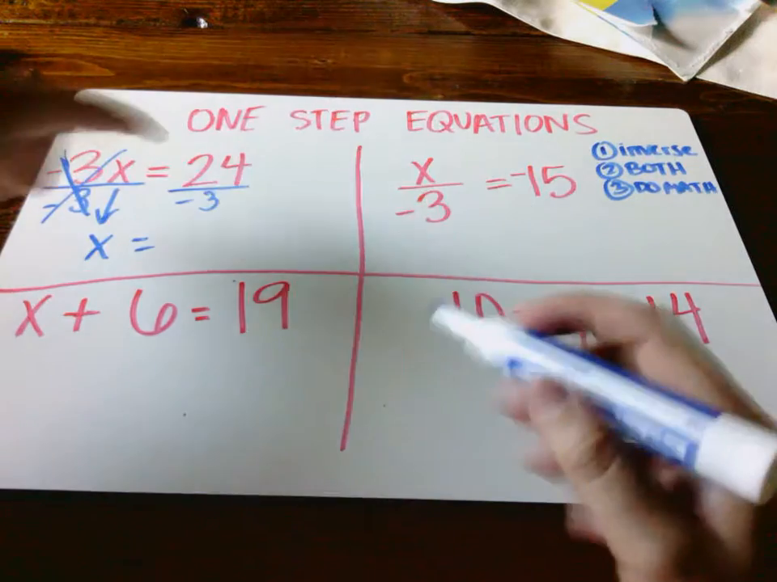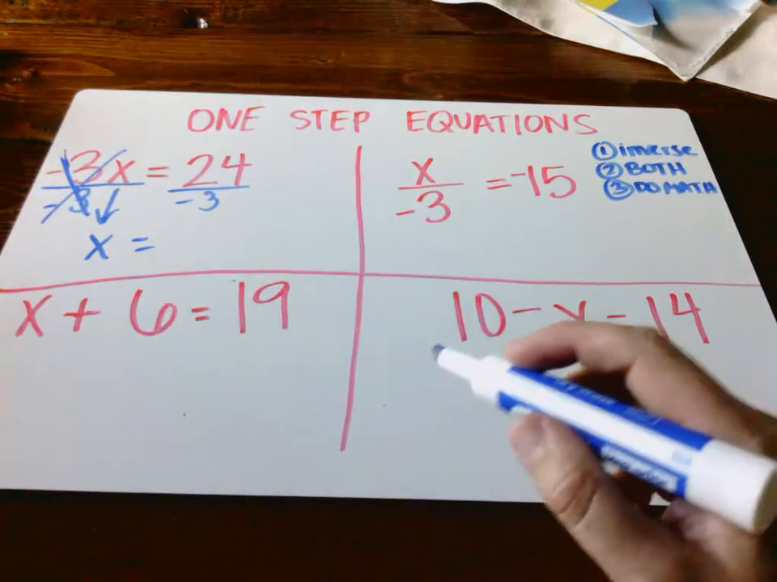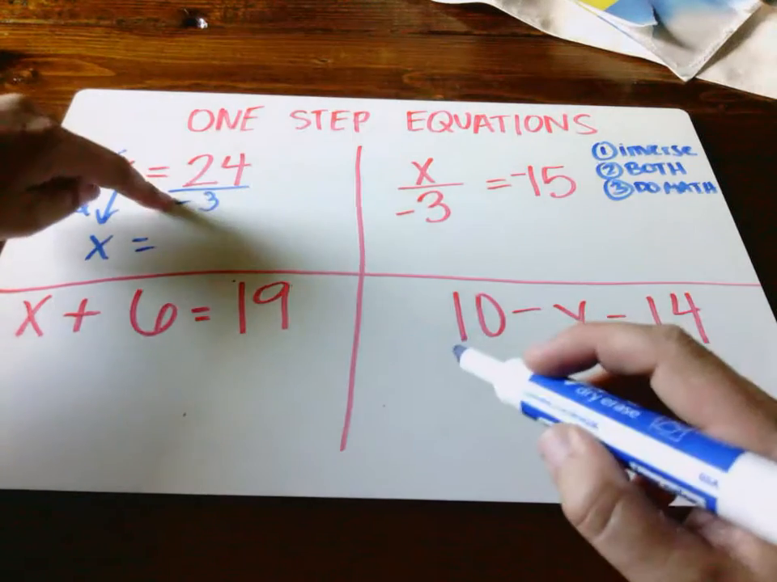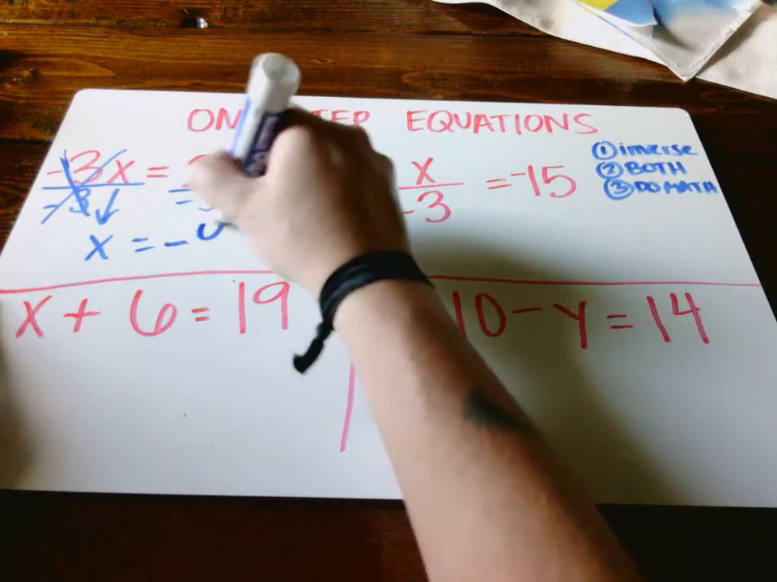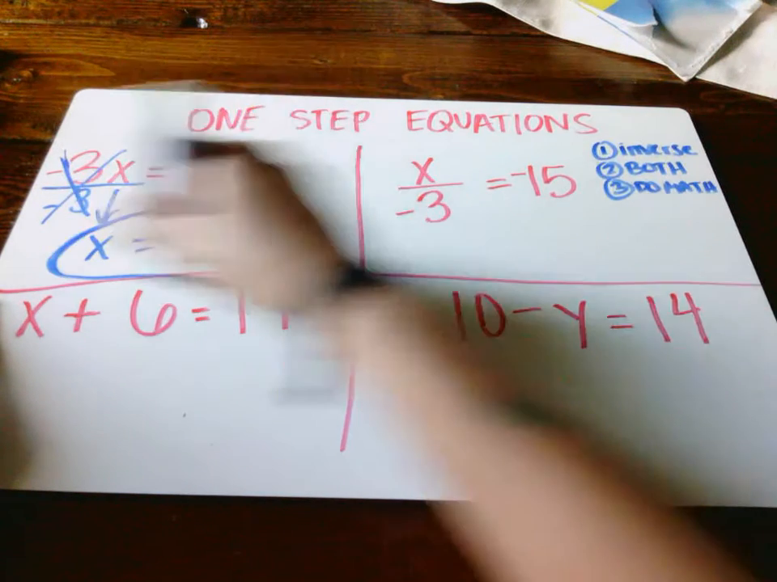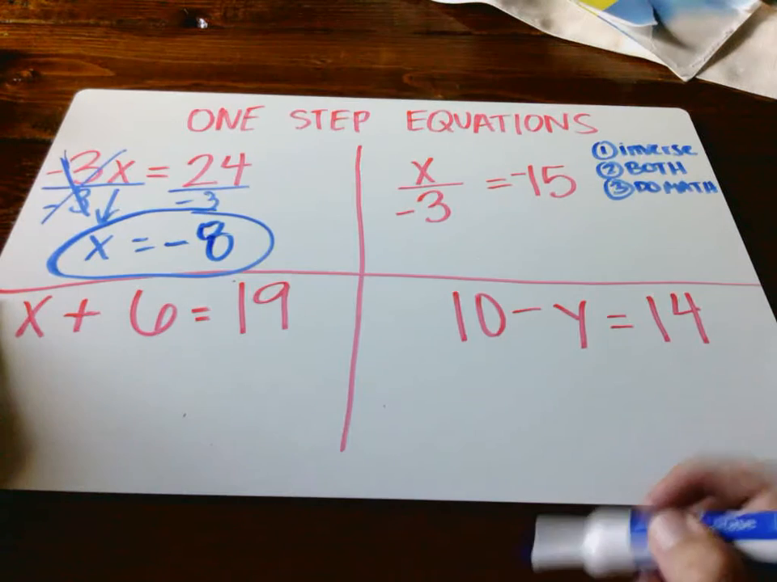And now I have 24 divided by -3. I know that a positive divided by a negative is a negative, and 24 divided by 3 is 8. So x equals -8.